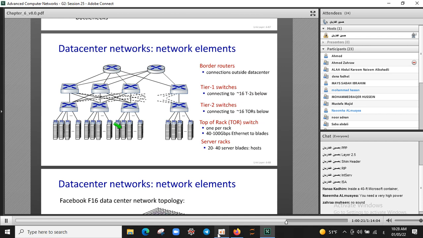And the speed of the connections here between the border routers, between these switches, is 10 gigabit per second, 40 gigabit per second, 100 gigabit per second, something like that. So those links are high speed, with very high speed. We are using very high speed switches. We are using very high speed links.